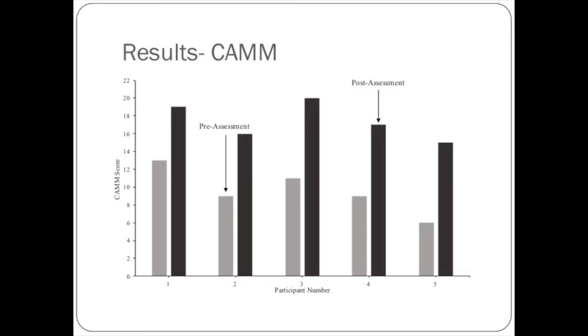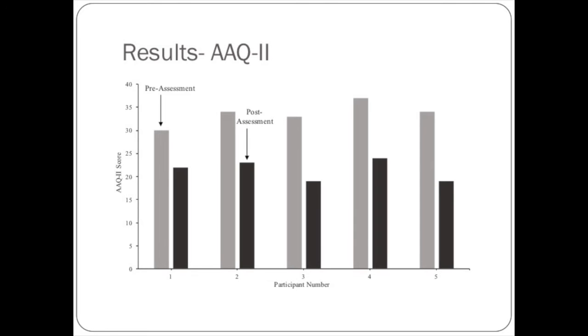We can see in the results of the first assessment that each participant's scores increased significantly after participating in the ACT programs. We can see that the scores significantly decreased in the second assessment, showing that the ACT intervention decreased psychological inflexibility for all participants.